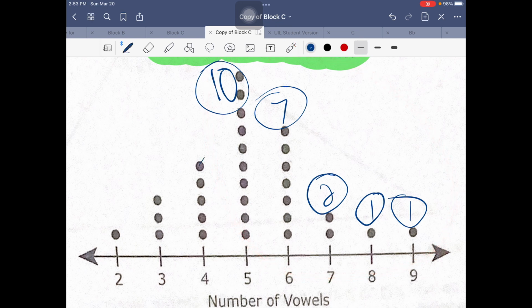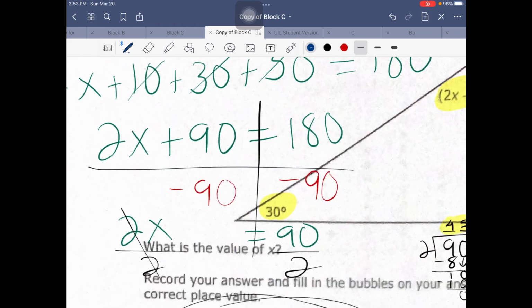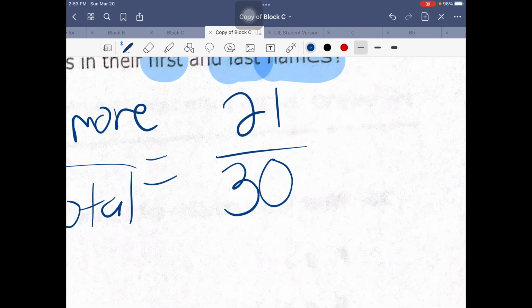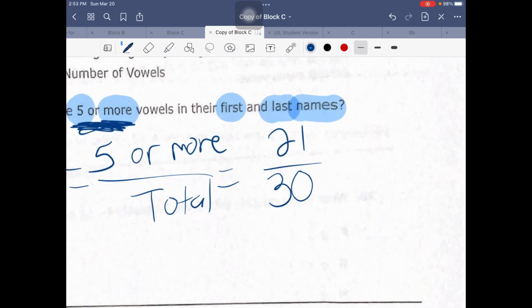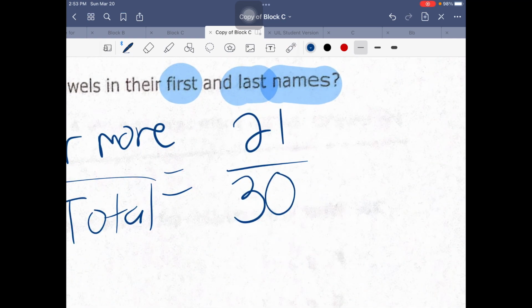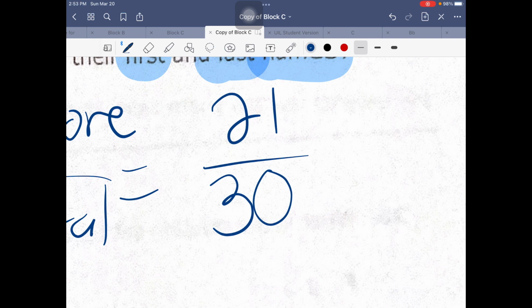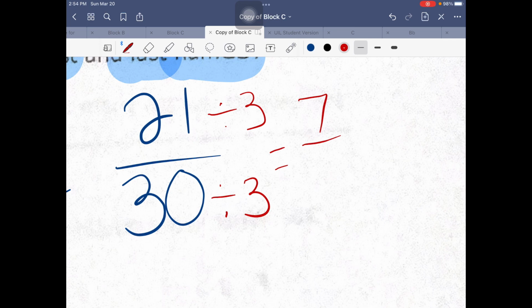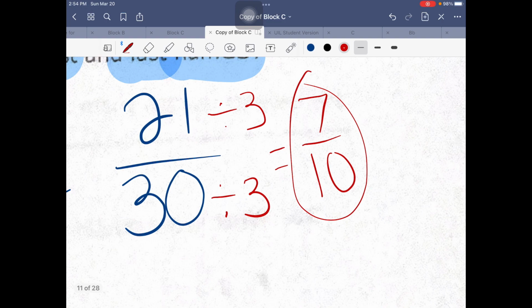So this would be 22, 23, 24, 25, 26, 27, 28, 29, 30. So 21 over 30. Now, is there anything that I can simplify this fraction by? Yeah, I can divide by 3. Okay, let's try 3. What's 21 divided by 3? 7. 30 divided by 3? 10. 7 out of 10.